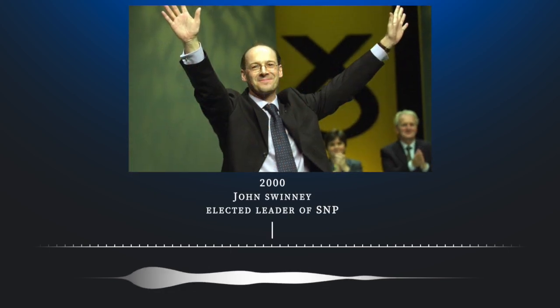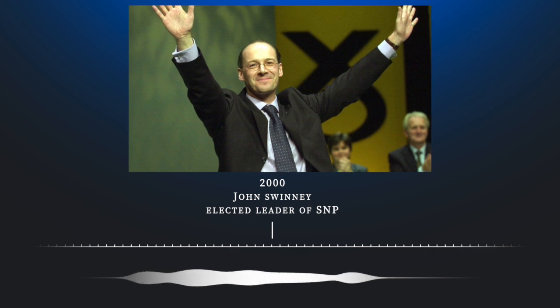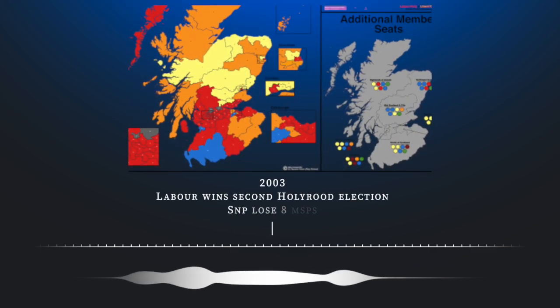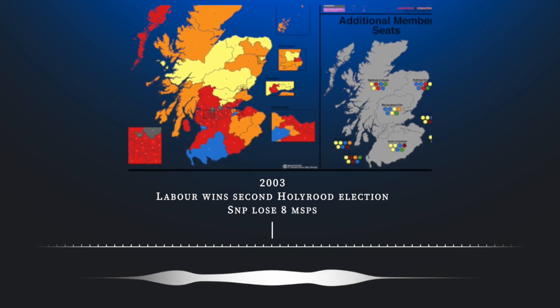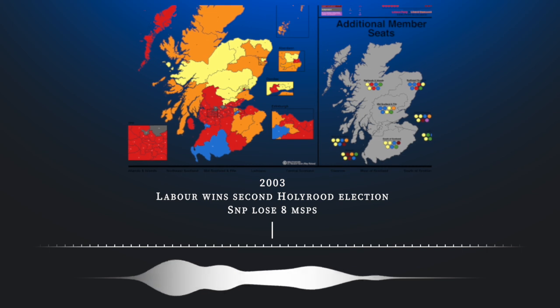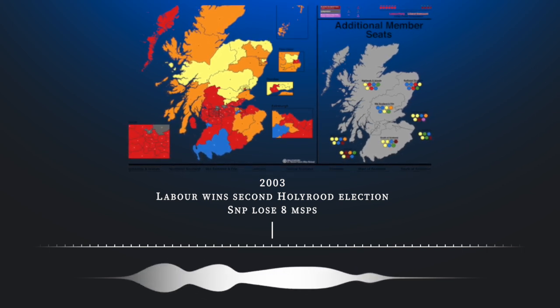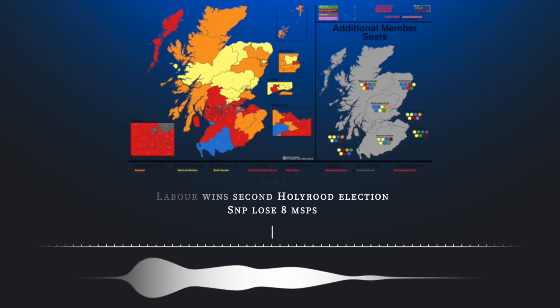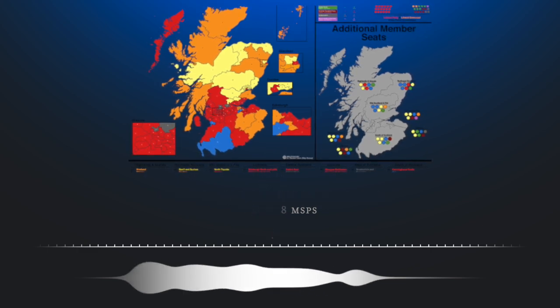2000. John Swinney is elected as leader of the SNP. 2003. The second Holyrood elections take place. Labour again has the largest number of MSPs, albeit 6 less than 1999. The SNP fared worse, losing 8 MSPs. Labour again forms a coalition government with the Lib Dems.